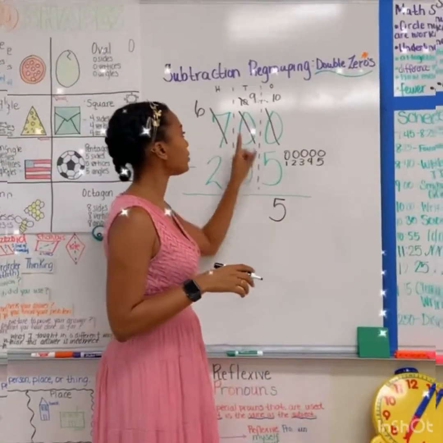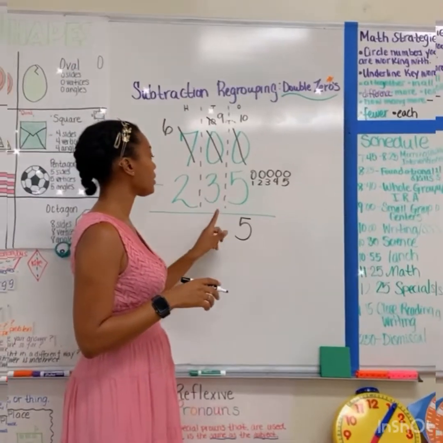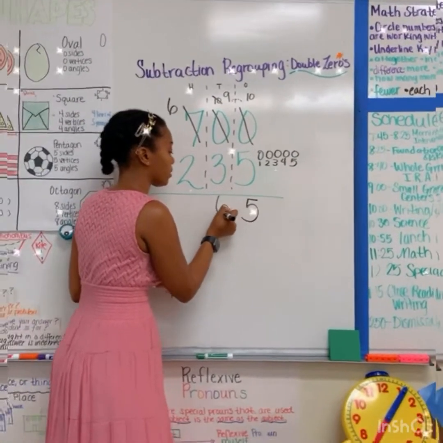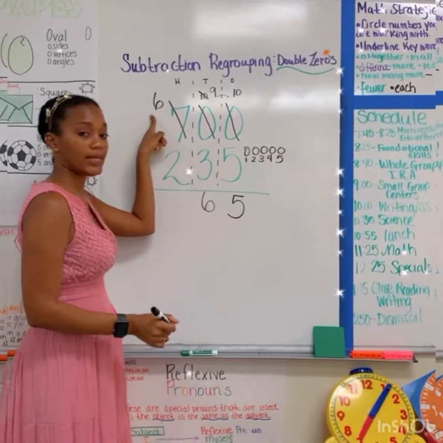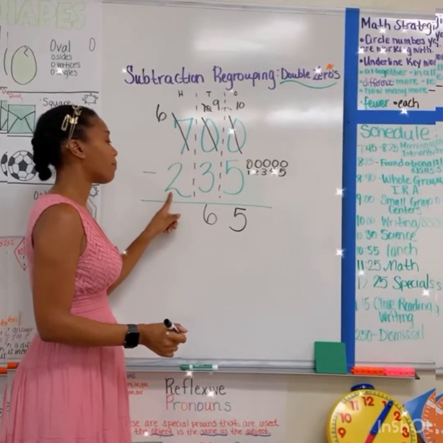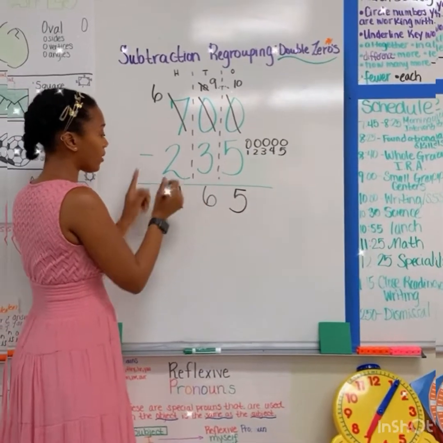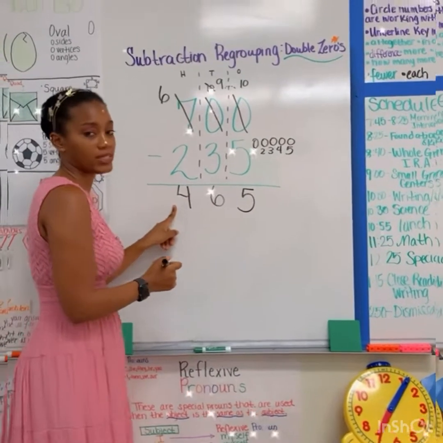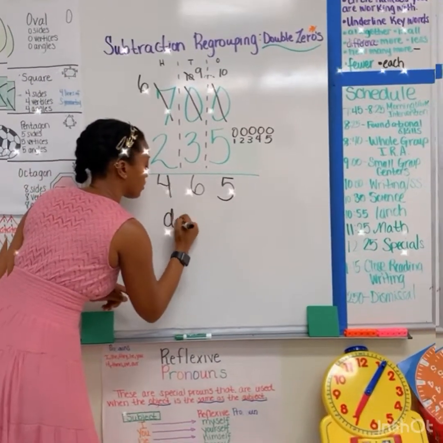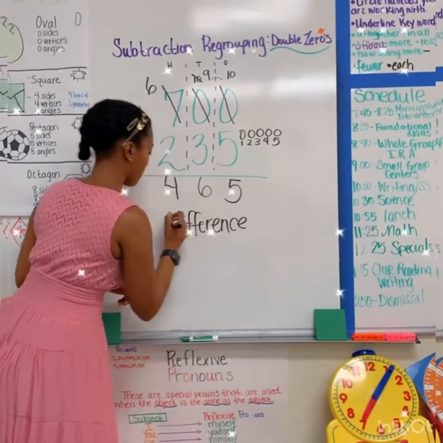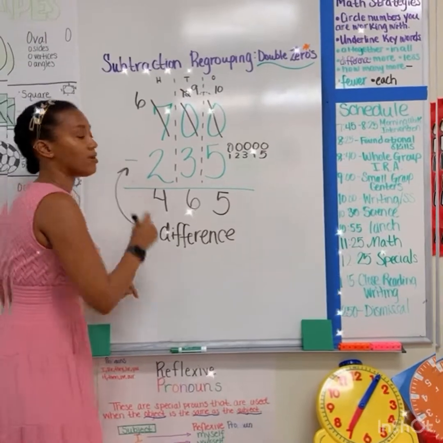So now we can do the tens place, which is 9 minus 3. 9 minus 3 is 6. Now I go to my hundreds place and I subtract 6 minus 2, which is 4. And since we are in subtraction, 465 is called the difference. And you have found your answer.